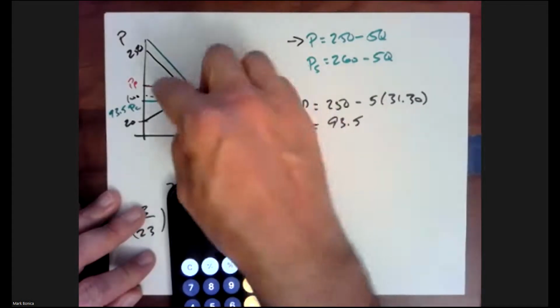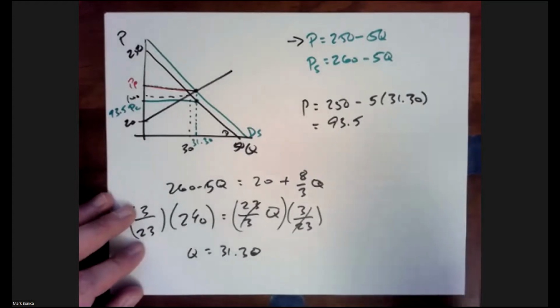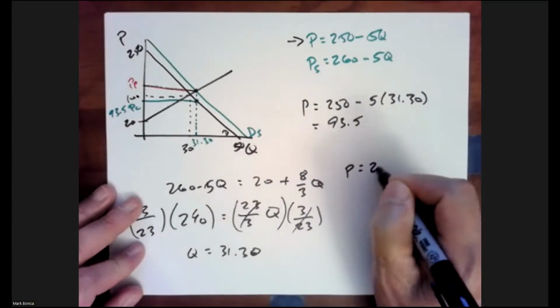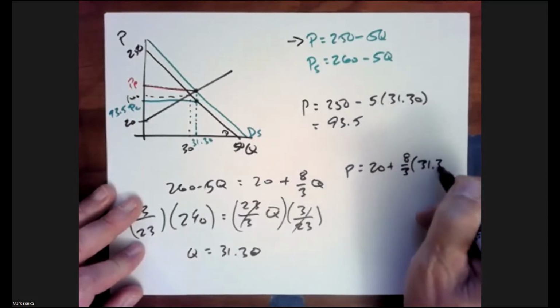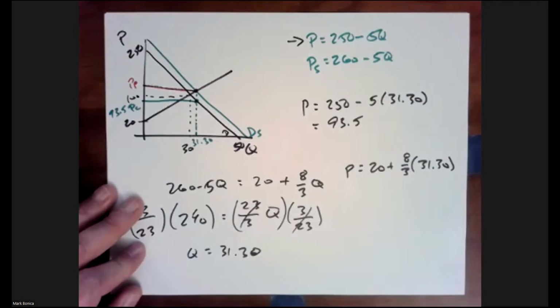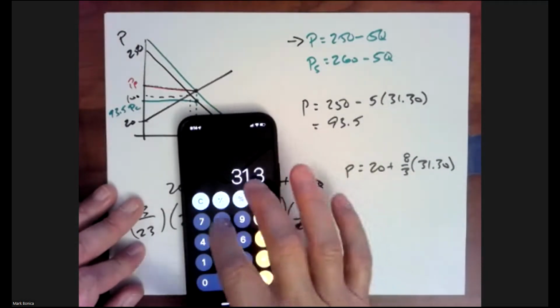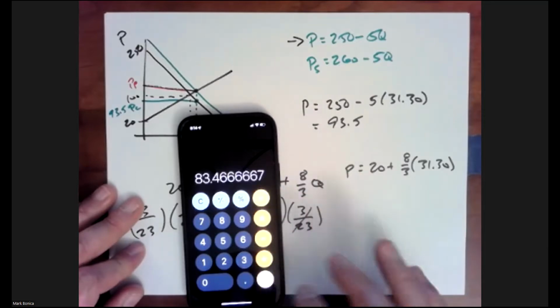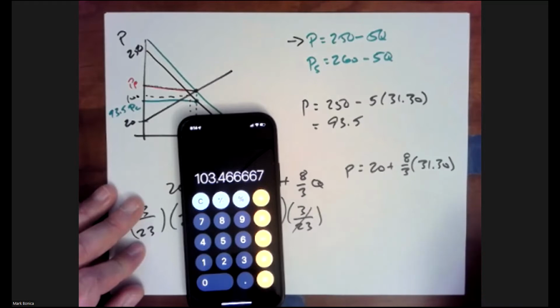And then what does Morgana get? Well, she gets P equals 20 plus 8/3 times 31.3. 31.3 times 8 divided by 3, plus 20, 103.5 roughly.